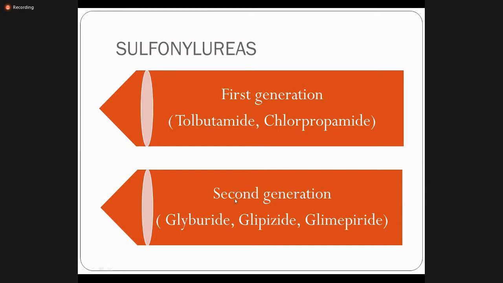But yes, second generation is still being used, and the common examples are glyburide, glipizide, and glimepiride. There are other examples as well, but these are the common examples that you must know belong to second generation, and clinically we are using these drugs: glyburide, glipizide, and glimepiride.